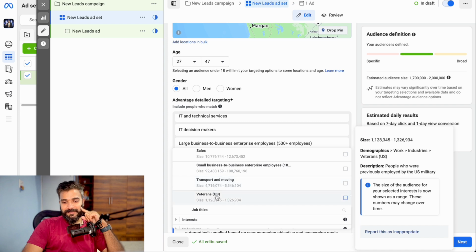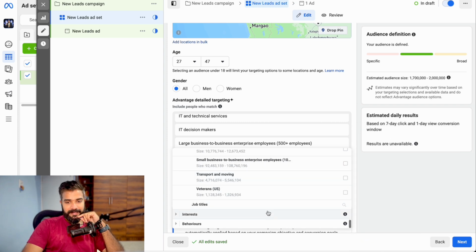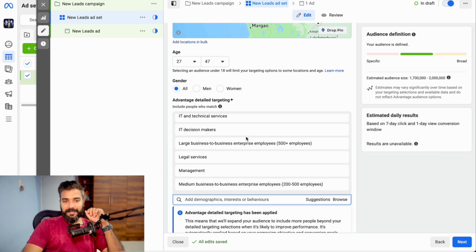Then we got veterans in US. No, we don't need that. So if you want specific job titles, we can go there as well. Now this is a good list of audience, right?